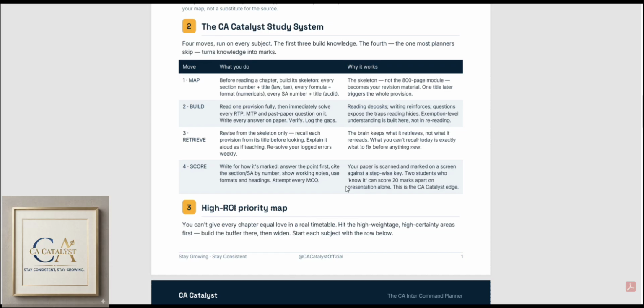Okay, so one title and one provision. Title and provision, what does it show? This will help you stay in the long run and memorize and revise it at the very last stage. Okay, that is mapping. Second move is build.